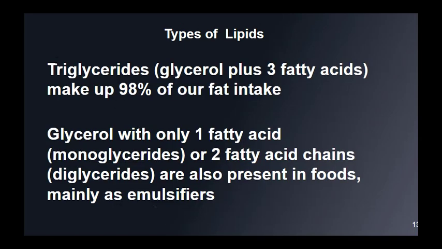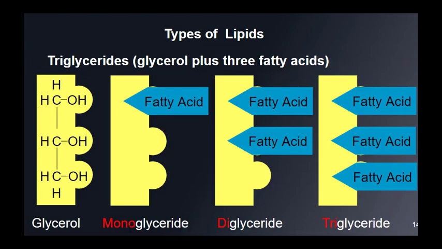We've already mentioned the triglycerides. That's got the glycerol backbone with the three fatty acids, but we've also got monoglycerides, which have only one chain of fatty acids, and we've also got the diglycerides with two chains of fatty acids. So here in the diagram, we can see a monoglyceride. We've got a glycerol backbone with one fatty acid chain. We've got a diglyceride with two chains of fatty acids, and now we've got a triglyceride with three fatty acid chains.